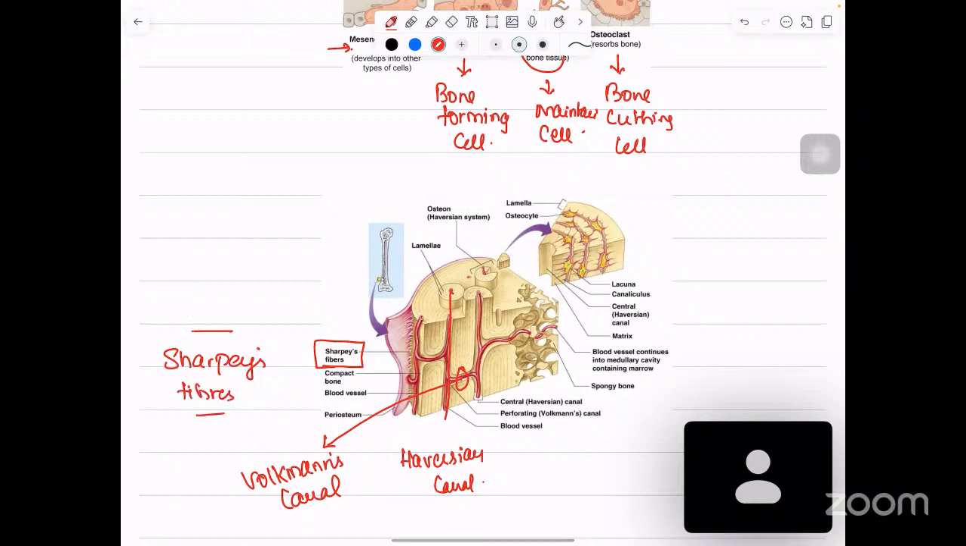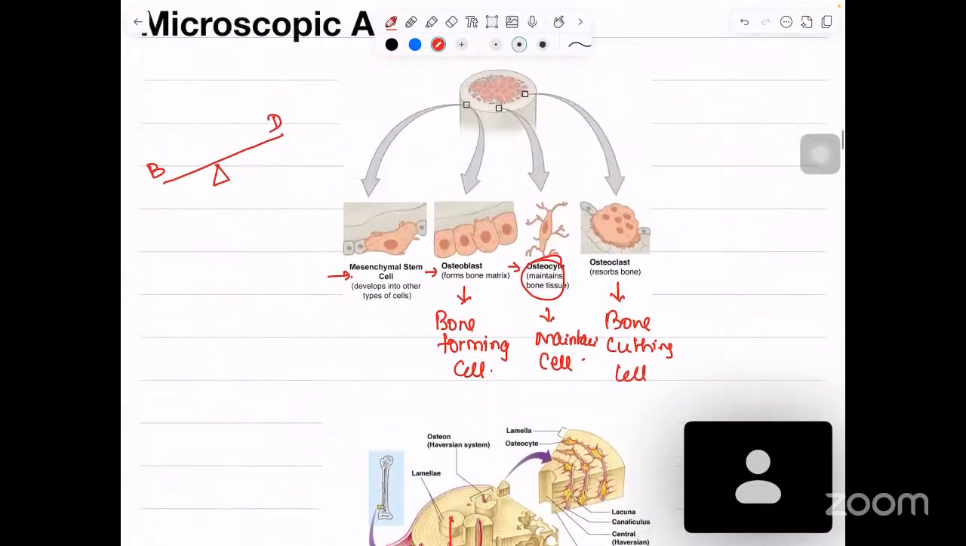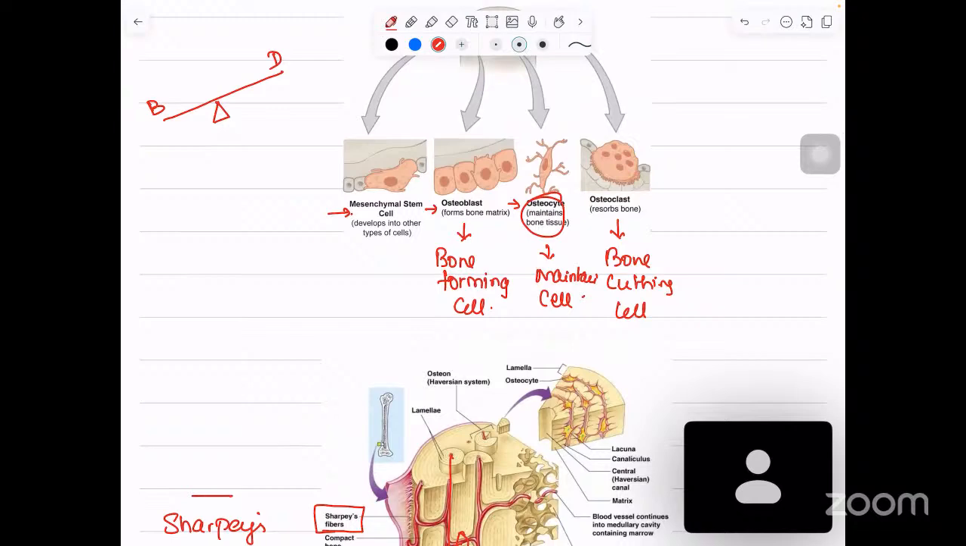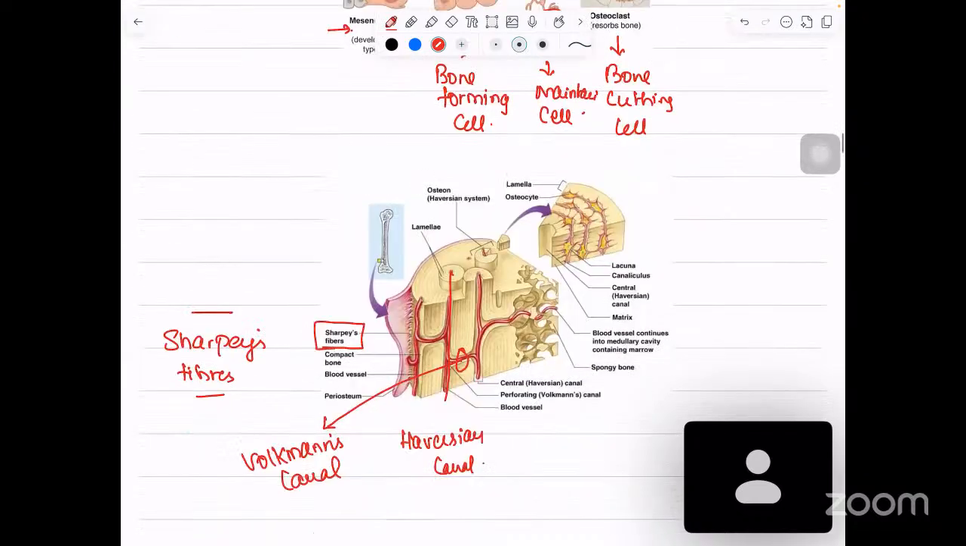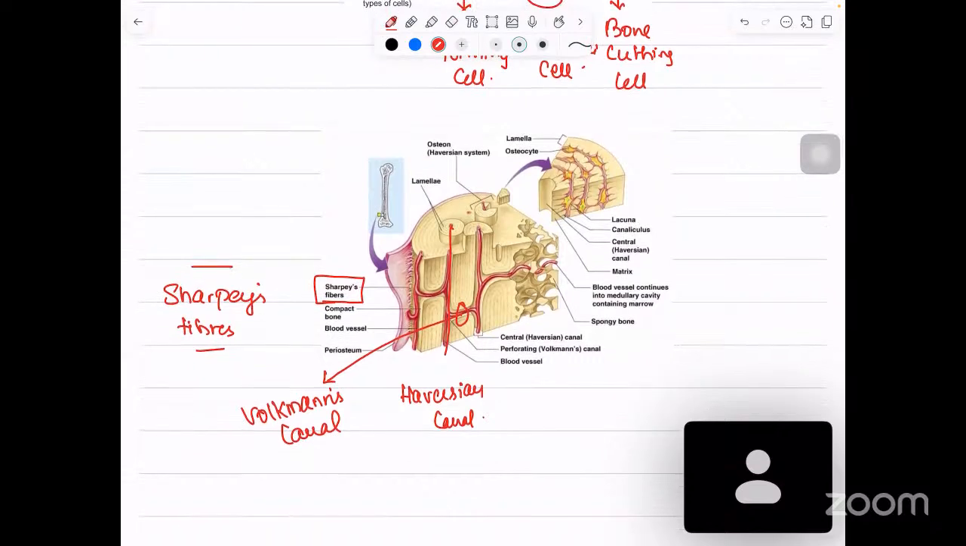Okay, so periosteum is connected. In microscopic anatomy, what are the things that we have to see? What is an osteoblast? What is an osteocyte? And what is an osteoclast? What are the canal systems present in the bone?